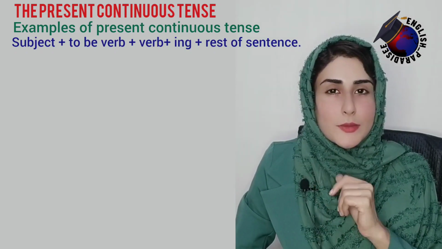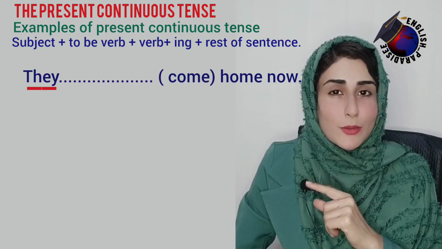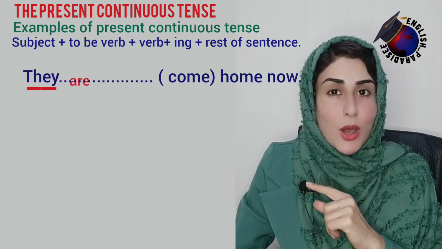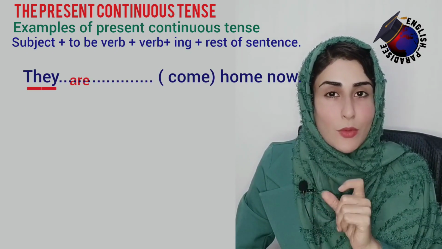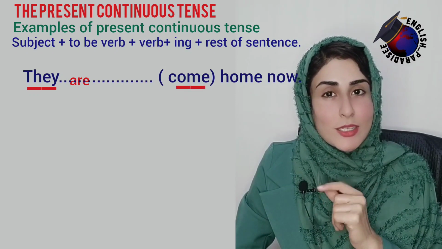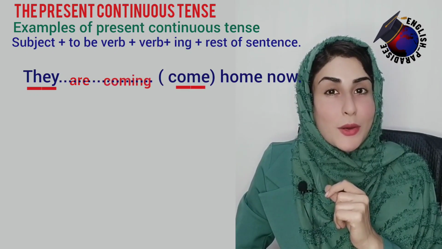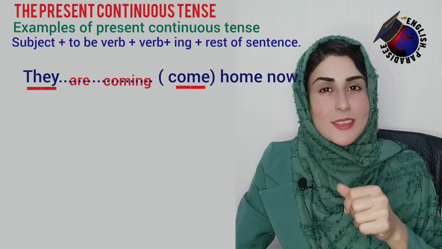Look at this. They, okay, now use a to be verb, are. And we have the verb come. Add ing to it. They are coming. They are coming home now.